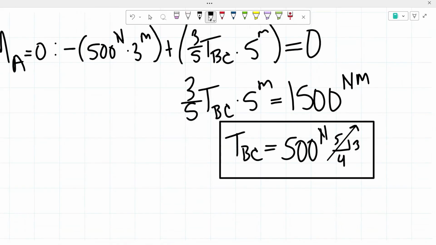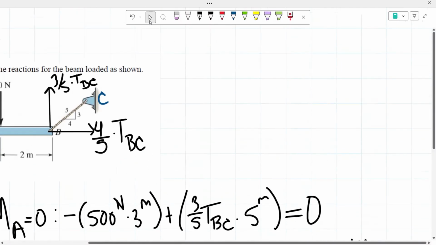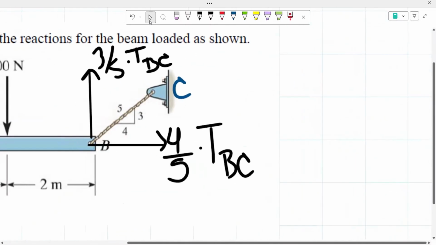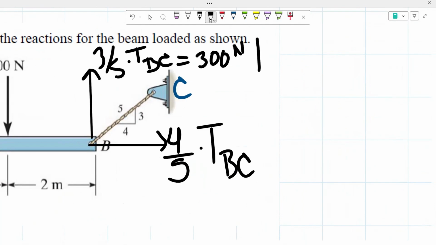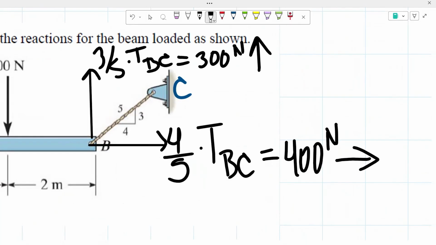So now that we found the tension for the rope BC, we can now plug in that 500 into each of these equations, giving us that the vertical tension is equal to 300 newtons. We know that's going to be acting upwards. And if we were to plug in the 500 newtons into the 4/5 times the tension of BC, we end up getting 400 newtons acting to the right.